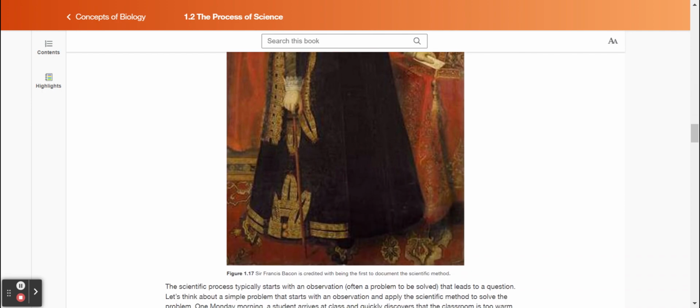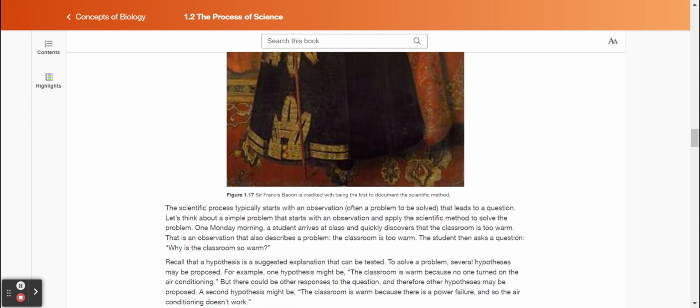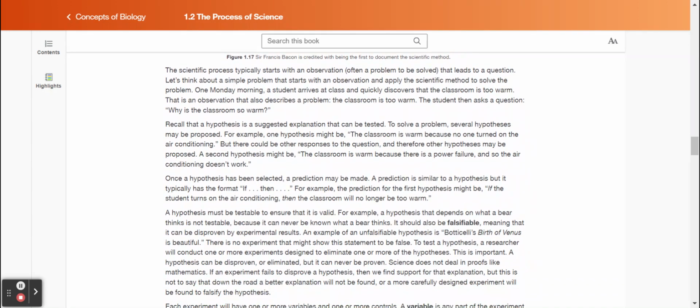Figure 117. Sir Francis Bacon is credited with being the first to document the scientific method. The scientific process typically starts with an observation, often a problem to be solved, that leads to a question. Let's think about a simple problem that starts with an observation and apply the scientific method to solve the problem. One Monday morning, a student arrives at class and quickly discovers that the classroom is too warm. That is an observation that also describes a problem. The classroom is too warm.